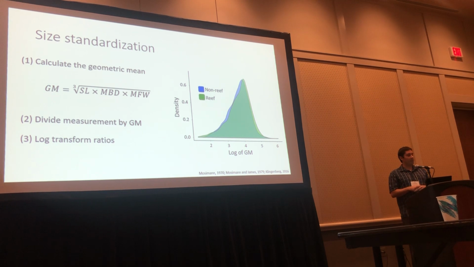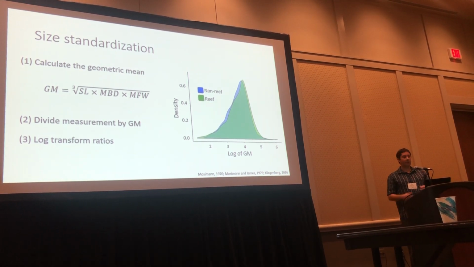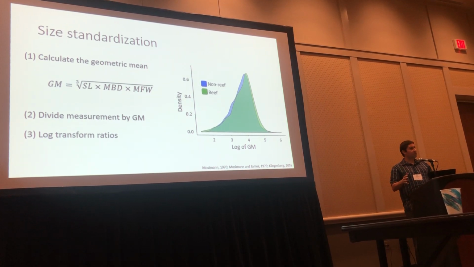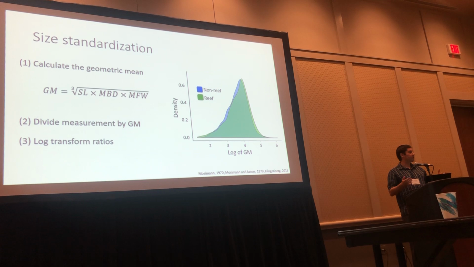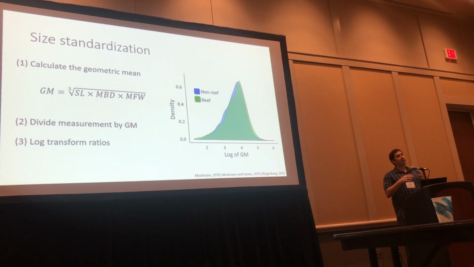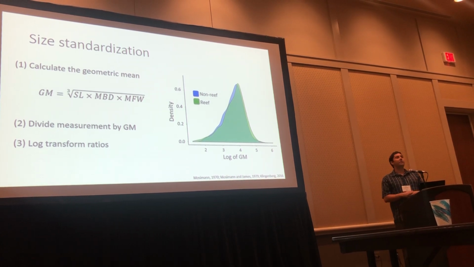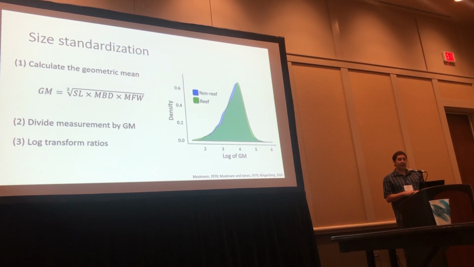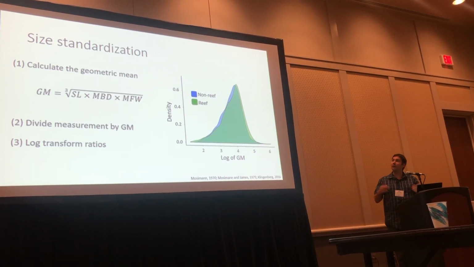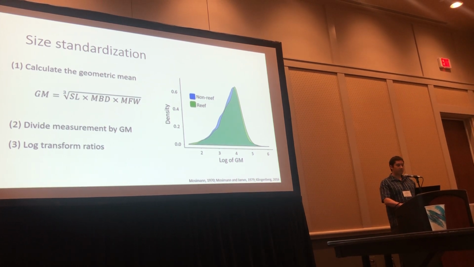So how this works is that we start by calculating the geometric mean of our traits. In this case, we use the geometric mean of the 3 traits that are most informative of general size, which is standard length, maximum body depth, maximum fish width. And then we divide all of our traits by that geometric mean, transform it using log transformation, and as you can see from the density distribution of our geometric mean, it's very similar between our reef and our non-reef taxa.